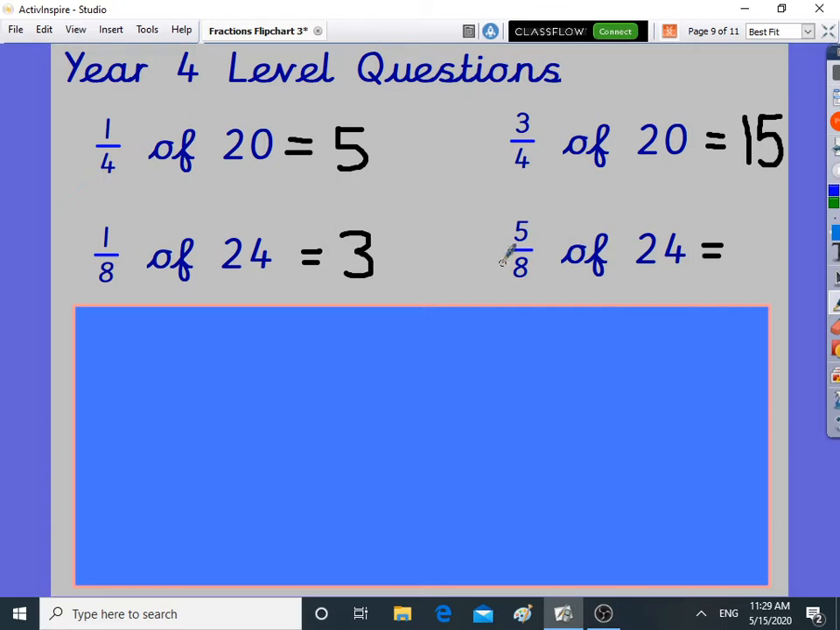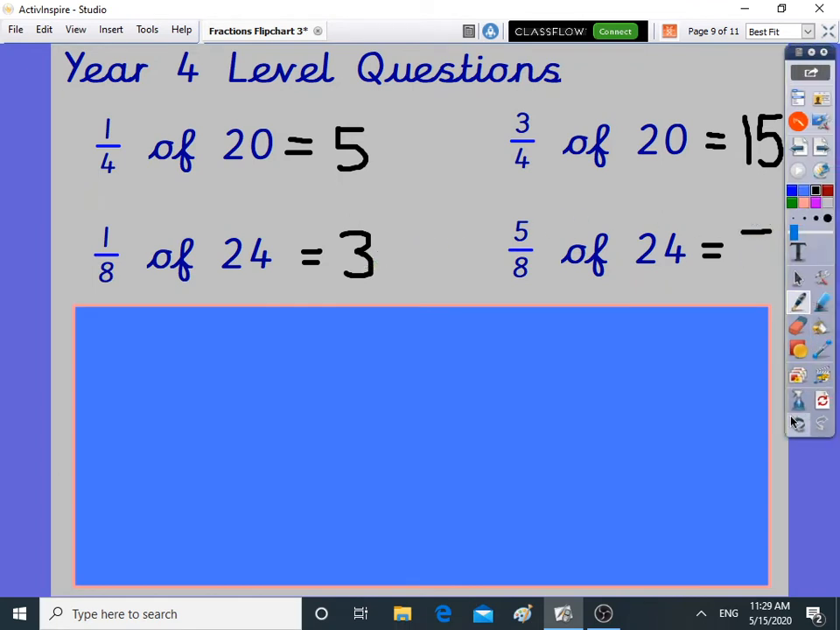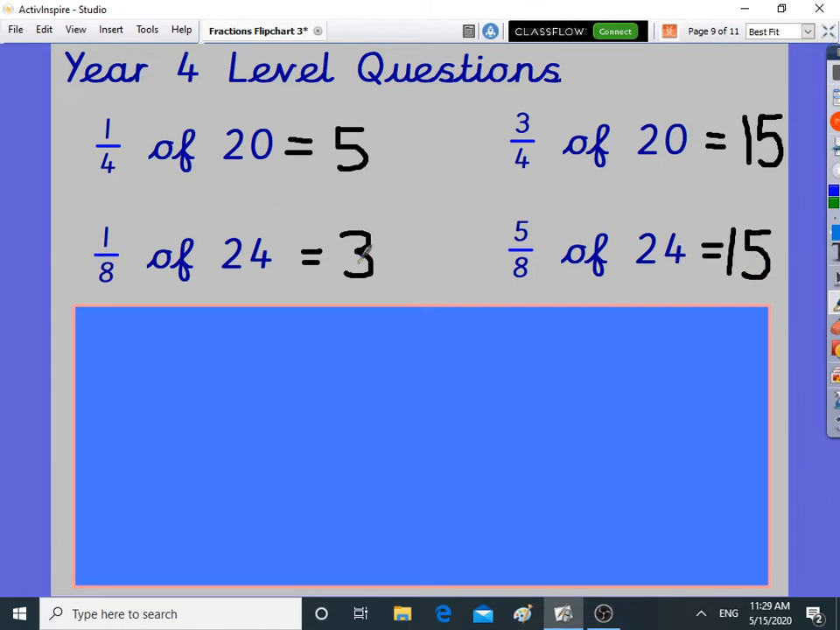So do 5 times 3 and you get the answer. Or 3 times 5. 3, 6, 9, 12, and 15. Is it 15? Yeah, it is 15. Got a bit confused for a minute then. Why am I writing 5 when I say 15? 15. So 1/8 is 3 and 5/8 is 15.